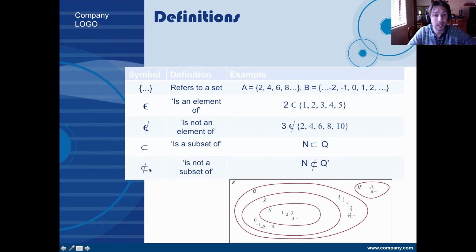But this one here where it's got a subset but with a line through it, meaning not, this line essentially going through anything means not, and you might have seen that with not equal to. This here means that it's not a subset of. So the natural numbers are not a subset of irrational numbers, because if we have a look here, these numbers here do not have any overlap with these numbers here.